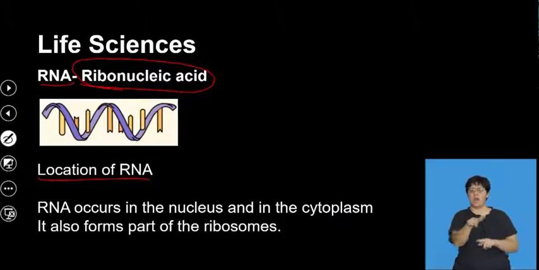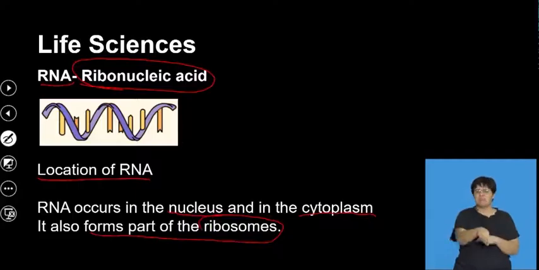RNA occurs in the nucleus. It's also found in the cytoplasm. What is important about RNA is that it also forms part of structures such as ribosomes. So we see that RNA is essentially found in different parts of the cell, unlike DNA, which was exclusive to the nucleus, and in some instances we looked at DNA being found in the mitochondria and the chloroplast.